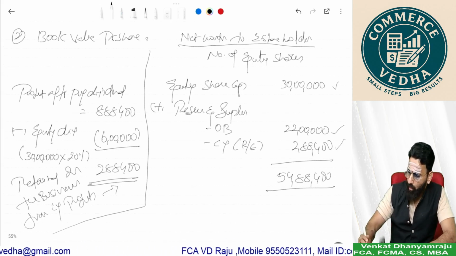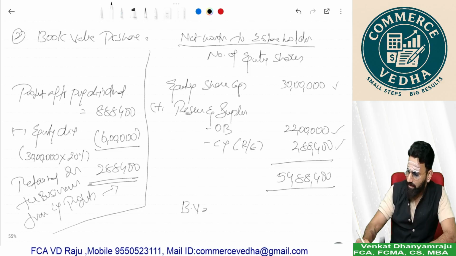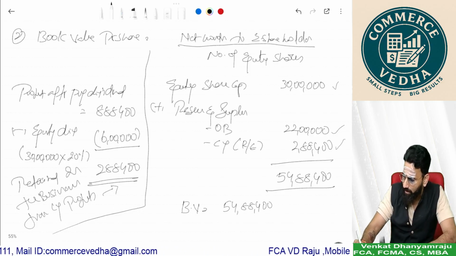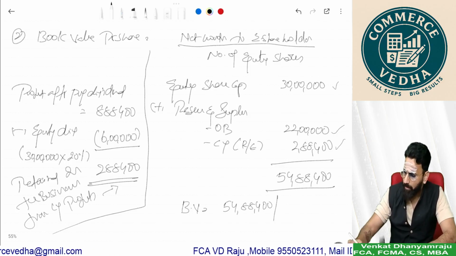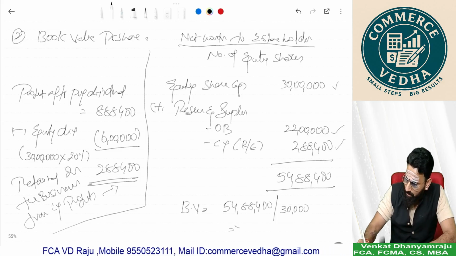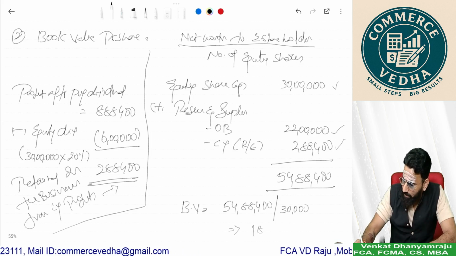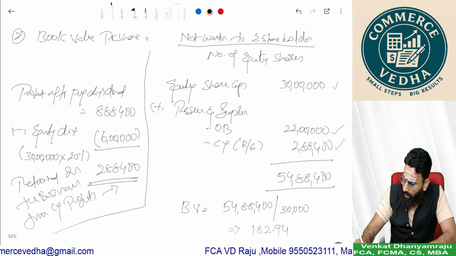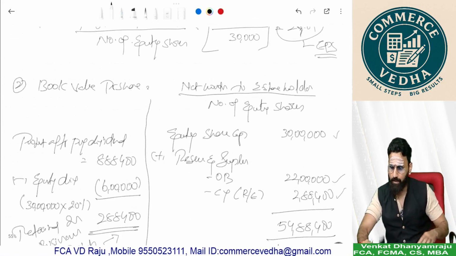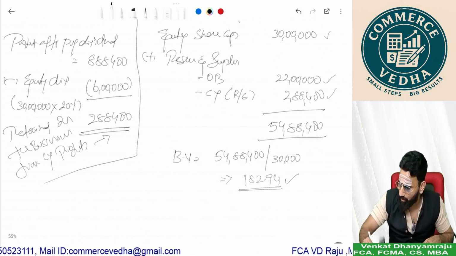Now, what is your book value? Net worth available to equity 54,88,400 divided by number of equity shares 30,000. So the book value is 182.94. So 2 points we finished: one is EPS, the second one is book value.